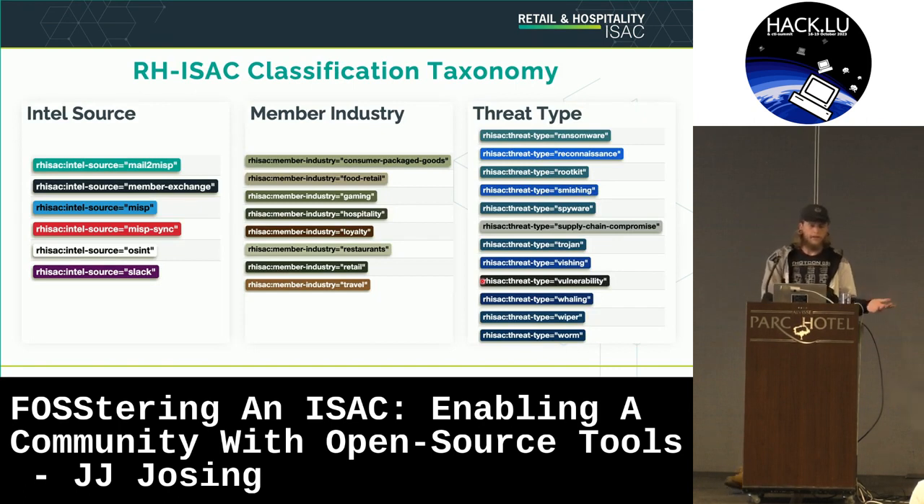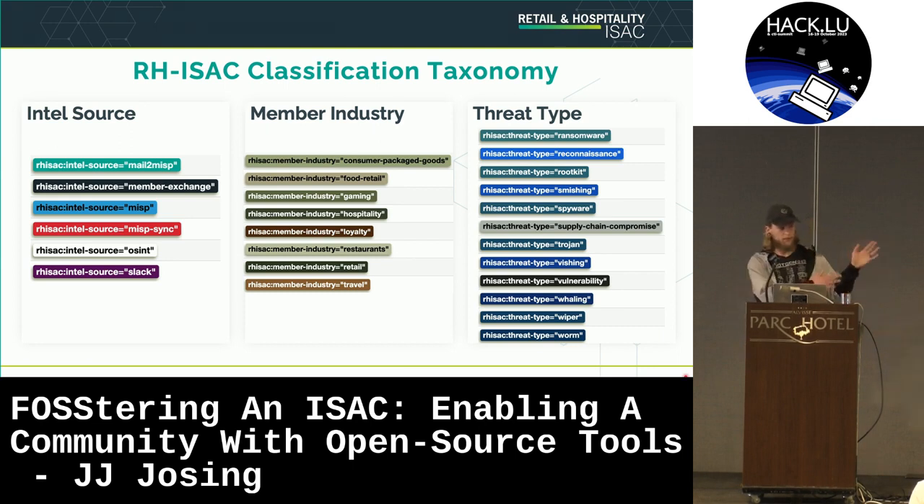Over the last year, our Intel team has decided to develop our own classification taxonomy. This breaks down three different things. The Intel source, which platform the Intel was shared on, the member industry, who shared the Intel and what industry they were in, and then finally the threat type. This is just a generic threat type classification. This is not the exhaustive list of threat types on the right-hand side. I just wanted to get a screenshot that would fit, and you wouldn't have to squint to see it.